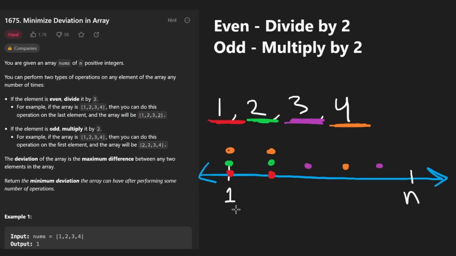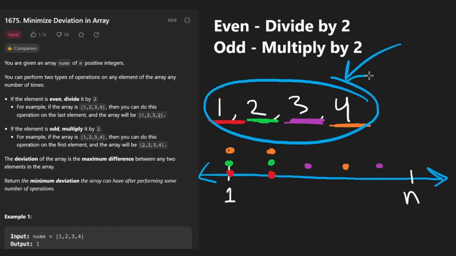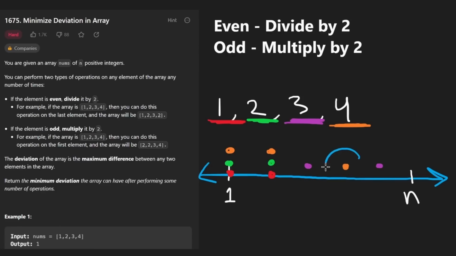But since we know that every value will have some type of lower bound, why don't we take every initial value and try to minimize them? What I mean is, if this is the initial value for 4, let's try to minimize it as much as we can. Try to push it all the way over there. And let's do the same thing for purple. Well, purple is odd, so we can't minimize it. We can increase it, but can't minimize it. So we'll leave this here.